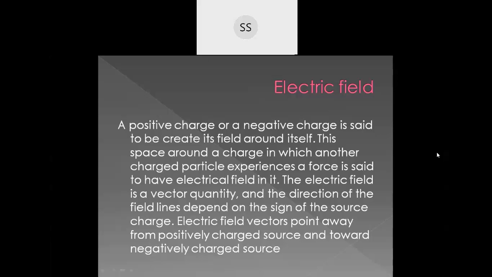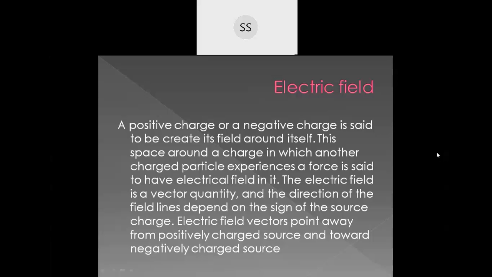Next topic is electric field. We know that when we bring two charges near each other, they will get attracted. They may get attracted or repelled, but up to which distance this force of attraction or repulsion can be possible, it is the electric field of the charge.